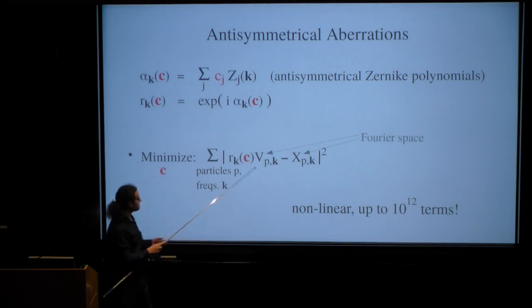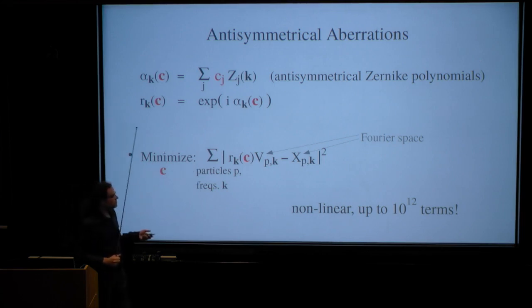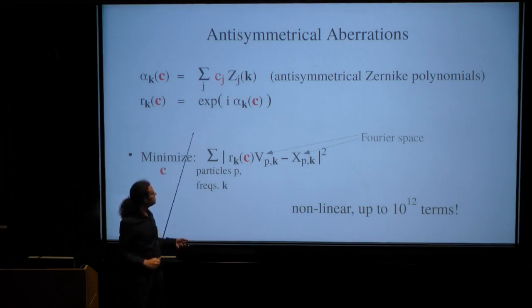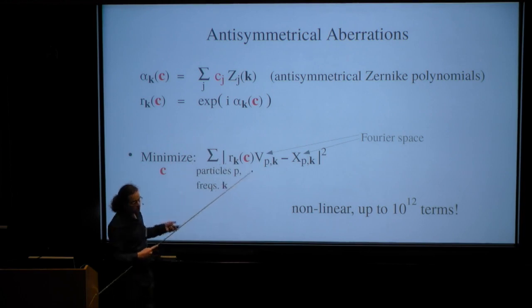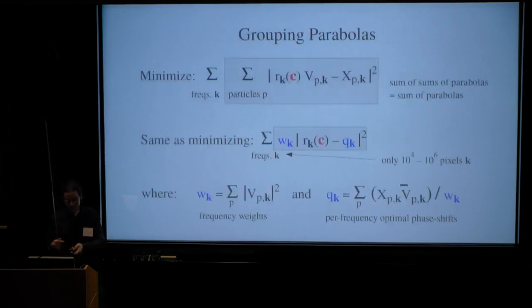And this is to be minimized over all particles and all frequencies. Now, the problem with this is that it's, for one, nonlinear, and for the other, we would like to always have millions of particles if possible, with hundreds of thousands of pixels each. So doing this nonlinearly, iteratively would be prohibitive, especially because the particles are all stored on disk and would have to be loaded over and over again. Instead, we can do something much more elegant.